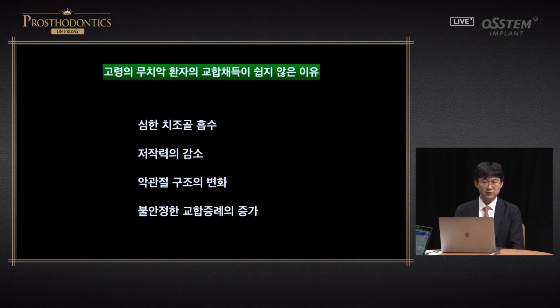Before we talk about how to obtain occlusion, first we need to understand the reasons why it's not easy to obtain occlusion in senior patients and their TMJ status. Today, we see a lot of patients with severely resorbed alveolar bone, and edentulous patients have very much weakened masticatory force and have a hard time adjusting to the dentures comfortably.